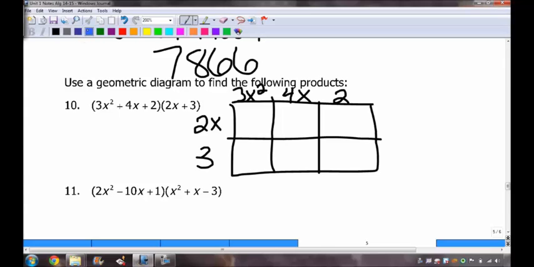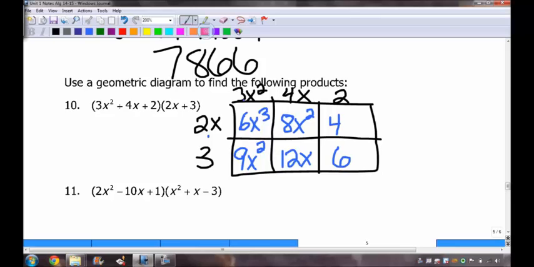So what I'm going to do is I'm just going to multiply. So right here, this box would be 2x times 3x squared, which is 6x to the 3rd power because you multiply your coefficients and you add your exponents, okay? This would end up being 8x squared, and then this would end up being 4, okay? This here would be 9x squared, this would be 12x, and this would be 6.